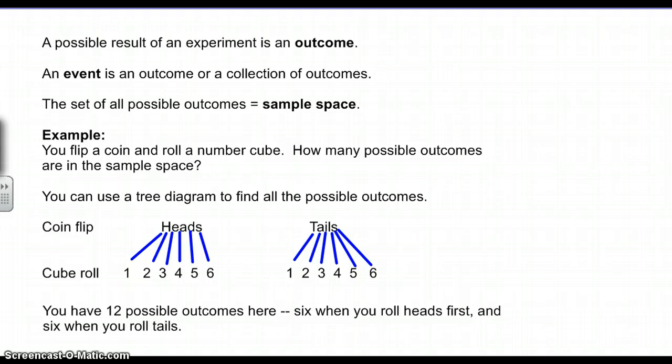So one thing you can do is draw this out in a tree diagram to find all the possible outcomes. When you do a coin flip, you have two possible outcomes. You have heads or tails. But once you get the heads or tails, you're going to roll the cube. And when you roll the cube, you could get a 1, a 2, a 3, a 4, a 5, or 6, because there are 6 sides on the cube. So here we're going to have 12 possible outcomes. 6 when you roll heads first, and then 6 other outcomes when you roll tails first. You add them together, and you get 12 outcomes.